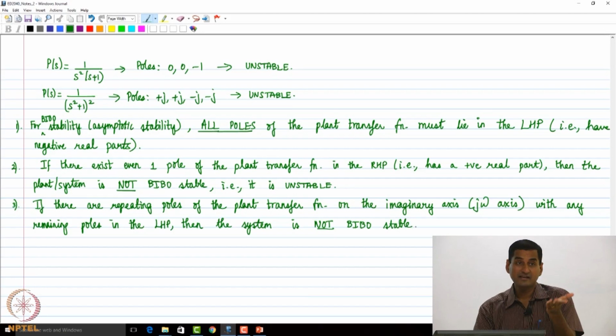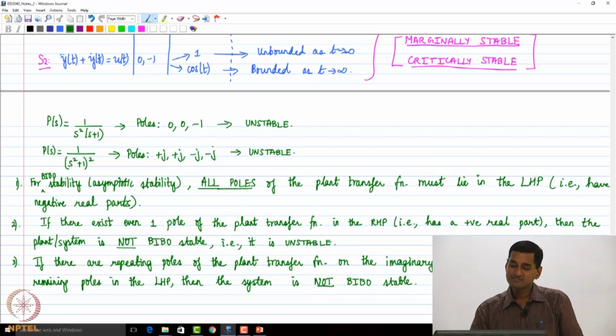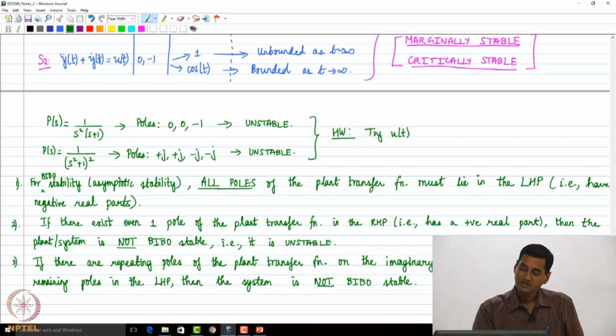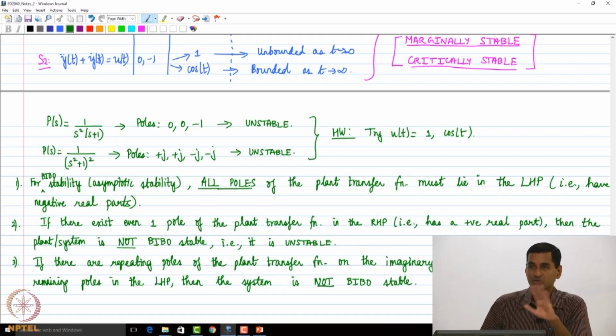Once again, as we just discussed, you could do the same exercise. I leave it as homework: you try with u equals 1 and cos t. You would see that in both cases, doesn't matter which system you take, the output will be unbounded. That is a guarantee, because you have a repeating pole on the imaginary axis.